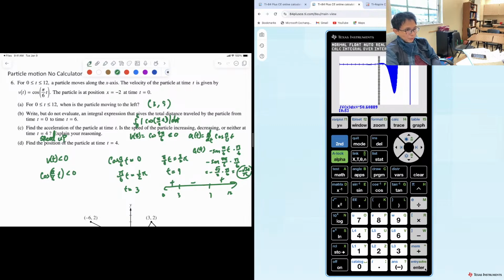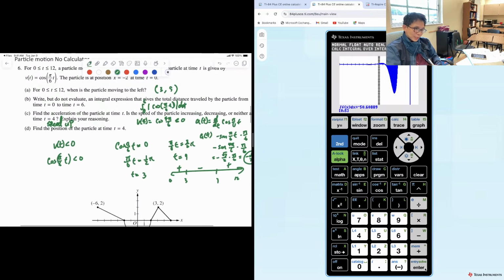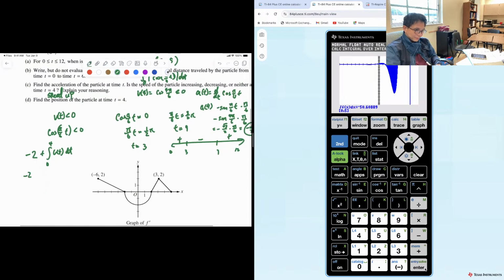Okay, find the position of the particle at t equal to 4. So what are you supposed to do? You're supposed to include negative 2. Why do you need negative 2? Because you're talking about final positions, plus the integration from 0 to 4 of v of t dt. Do you guys know how to take the integral of that?